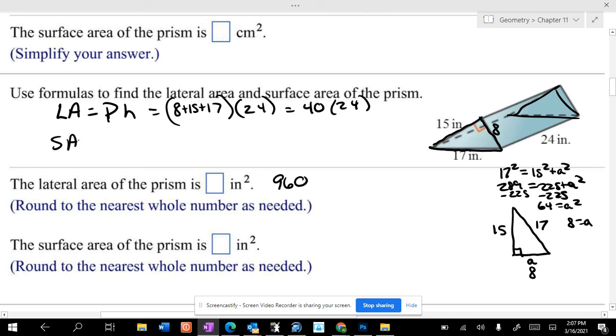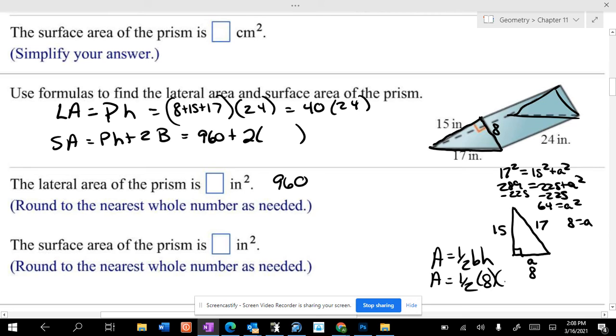Okay, the surface area equals the perimeter of the base times the height plus 2 times the area of the base. Well, we already know the perimeter of the base times the height is 960. So then we have to take 2 times the area of the base. To find the area of the base, it's the area of the triangle. An area of a triangle is 1/2 the base times the height, which is 60 in this case. So it's 2 times 60, which is 120 plus 960 is 1080.